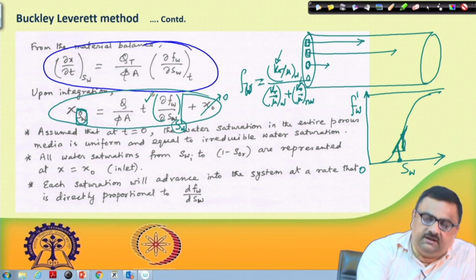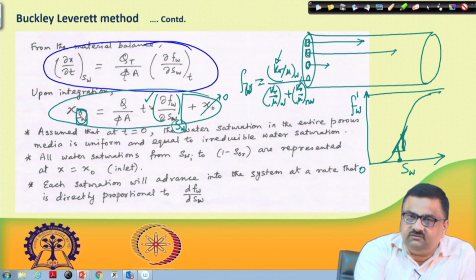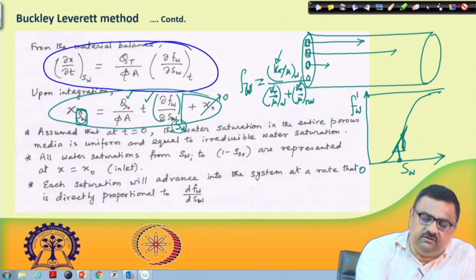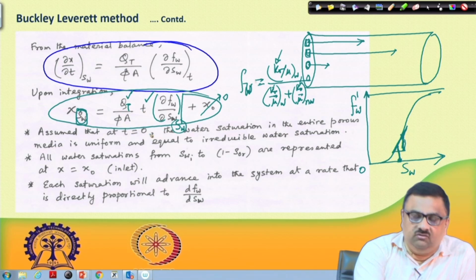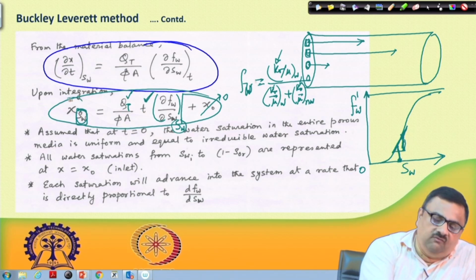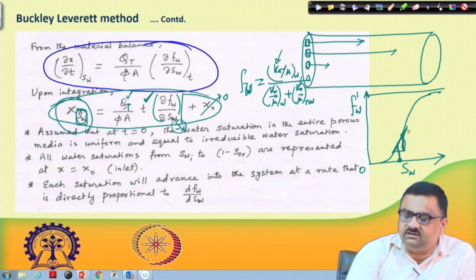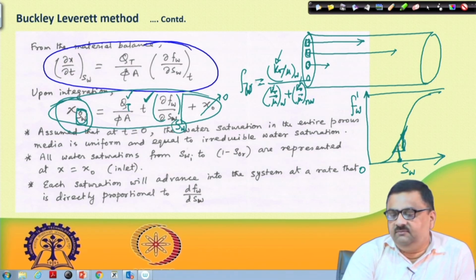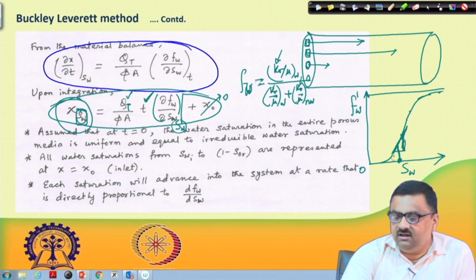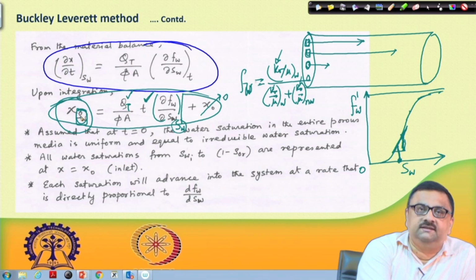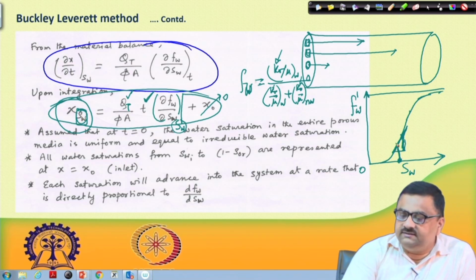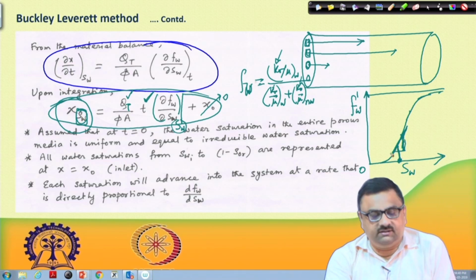We want to know how far this saturation front has traveled at a particular time. Qt is known to us, and phi and A are known to us. So, for a given time, how far this saturation packet will travel depends on the slope of this fw-Sw curve at that saturation, because the slope changes depending on the saturation. So, for the particular saturation we are talking about, we have to find that slope.